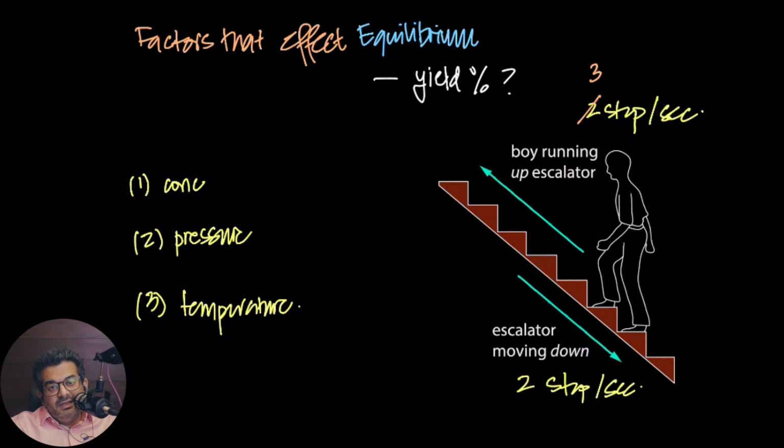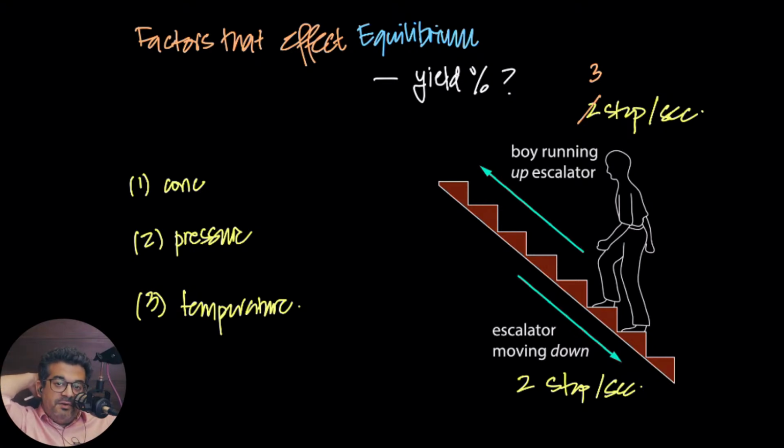Okay? Now that's the problem. If both get affected, let's say that when the boy decided to go up 3 steps per second and the escalator at the same moment decides to go down 3 steps per second, in that moment, the net change is still 0. So you want those factors that will affect one side and not the other, causing a net change.